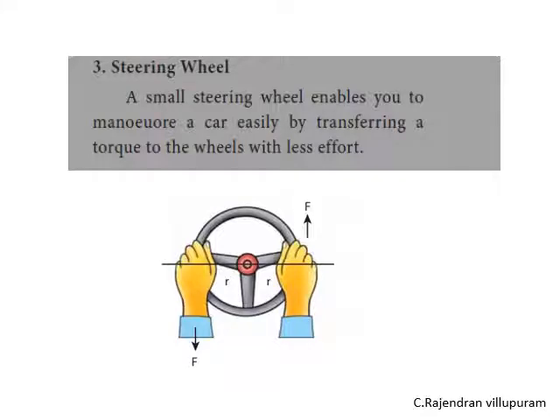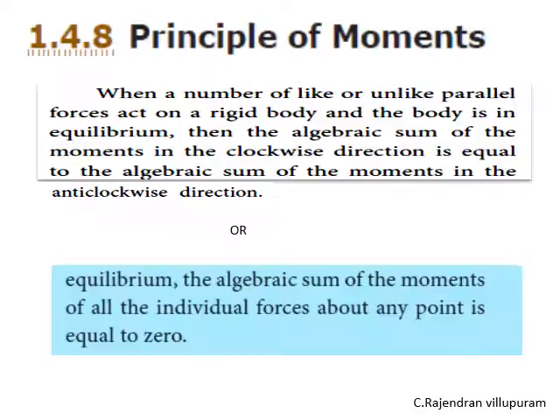Then the third application is the steering wheel. I already told you, this is used to turn the direction of the vehicle. The rotation given here in the wheel should happen under the engine of the car. The rotation that you have given will make a turn in the wheel such that the vehicle changes its direction. So this was the use of the steering wheel.